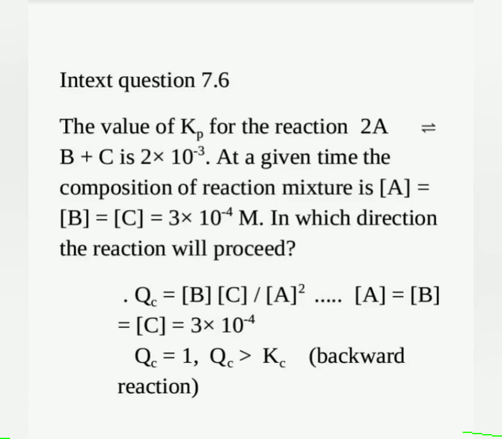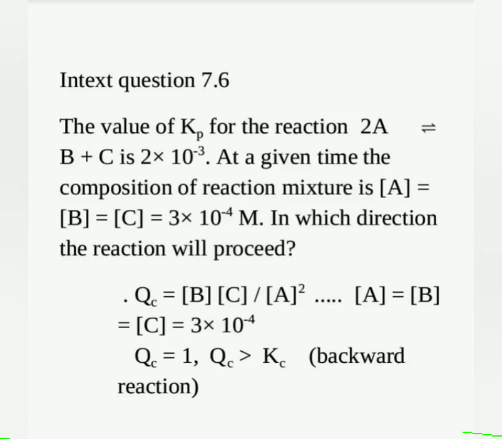So what we will do, we'll be calculating the value of Qc. So what is Qc? It is the product of the molar concentrations of the products divided by that of the reactants. So we will write the equation as B into C divided by A to the power 2, because the stoichiometric coefficient for the reactant A is 2, so you can give it as a power. We calculate the value and get Qc equal to 1, and if the Qc value is greater than Kc, then we can say that the backward reaction takes place.